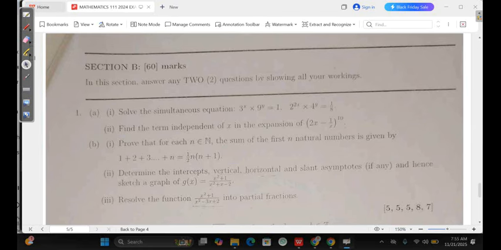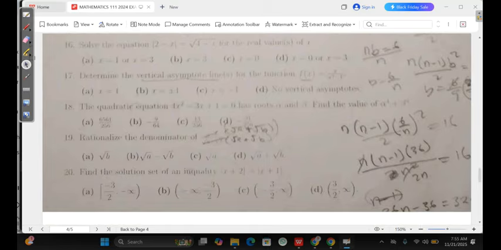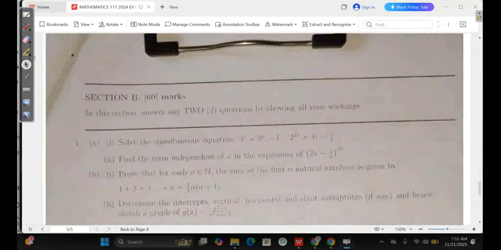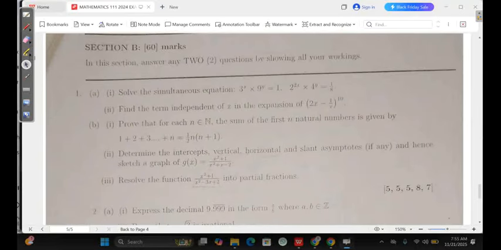In today's tutorial, we are going to solve these questions for math. That is the paper for 2024, and this paper has got a lot of questions. So there is question 1, which we're going to talk about how to solve the simultaneous equation and everything.